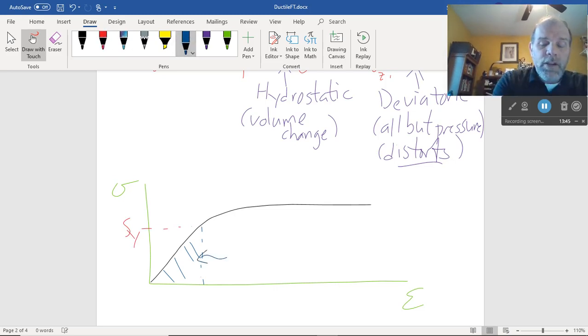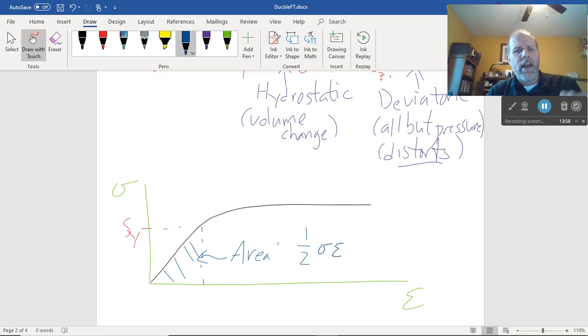But as long as I'm in the elastic zone up to that yield strength, the area of this is 1/2 base times height, 1/2 stress times strain. Now, even if it's not the triangle part, the rest of this would just be an integral anyway. So in some way the area has to do with stress times strain.